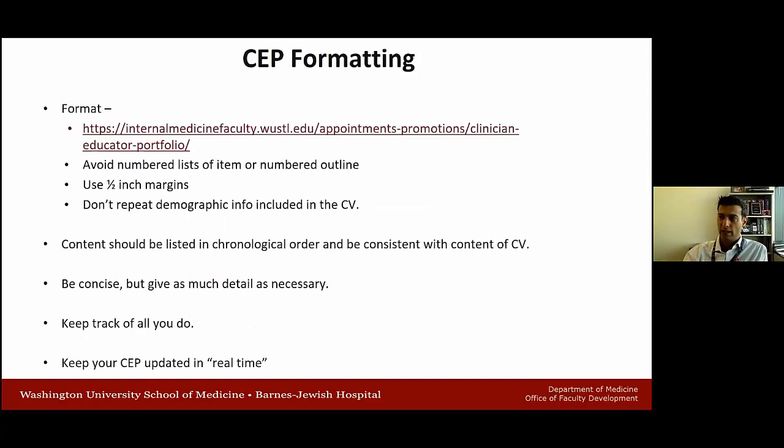Again, there is some formatting for the CEP itself, all available to you on the website, so not something you need to commit to memory or necessarily be taking notes for right now. I think chronology is important, and while I want you to be elaborative and really expand upon what you do, you still want to be concise with your words, right? You don't want to be droning on, but you do want to give yourself credit where credit is due.